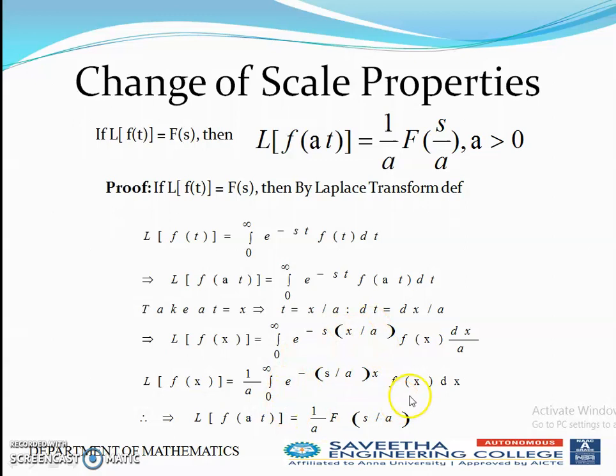This is of the form of the Laplace transform, integral 0 to infinity e power minus st into f of t dt. Instead of t we write x here, instead of s we write s by a. Therefore L of f of at equals 1 by a into F of s by a. This is a very important 2 mark question: state and prove change of scale property.